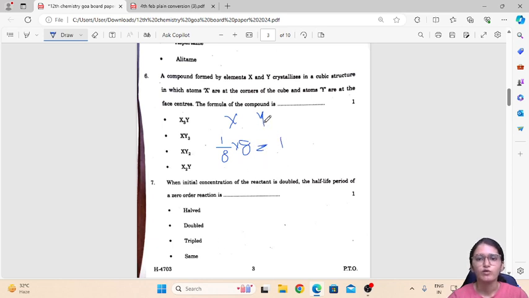And Y atoms are at the face centers. So how many faces do we have? 6 faces for a cube, and each face will occupy half atom. So half into 6 is how much? 3. So it will become X1 and Y3. So the formula will be XY3.